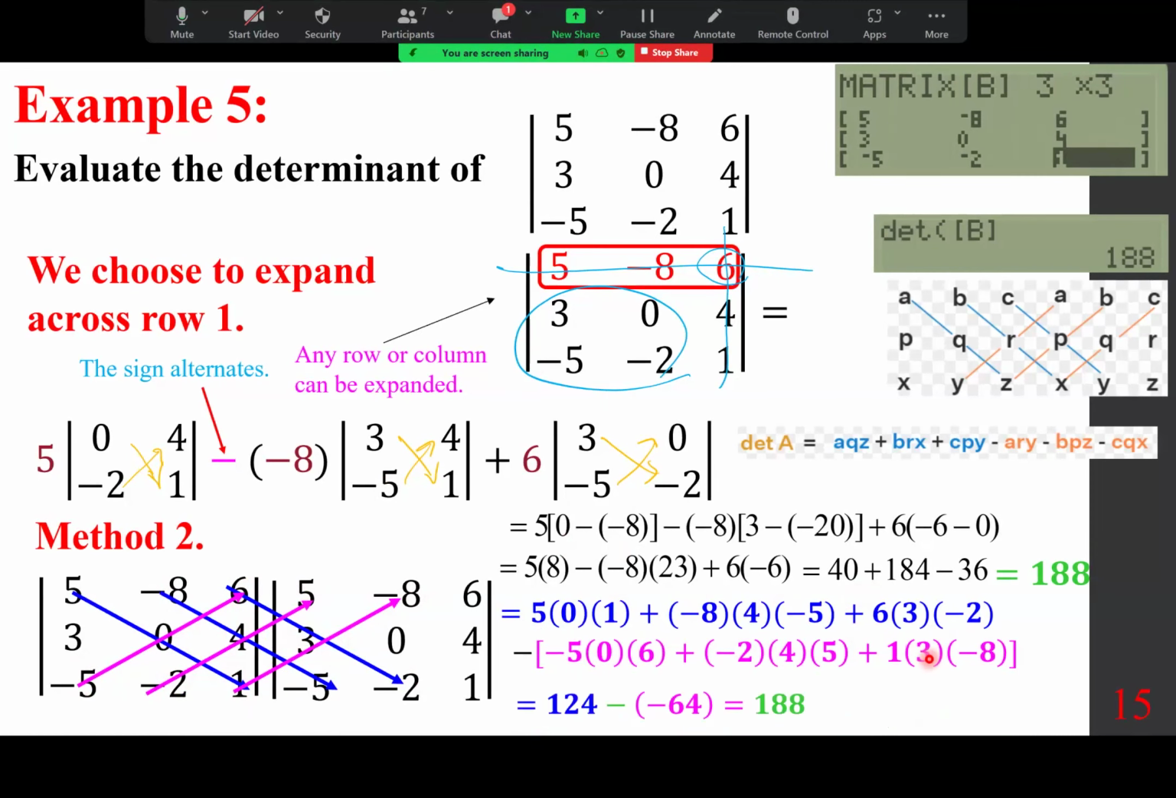And it becomes 124 minus negative 64, which makes it 188. So in some instances, people find this method easier. If you're doing it by hand, as long as you can do one of them by hand, then the rest of them you can do by technology. And that's the idea. The technology is to speed up the process, but we have to know how to handle it.